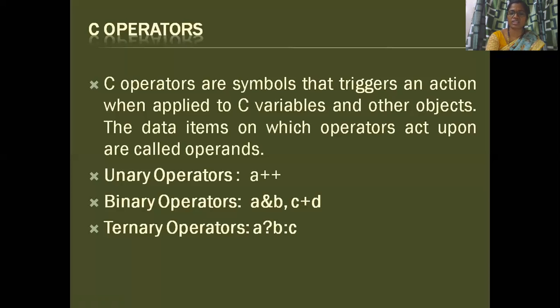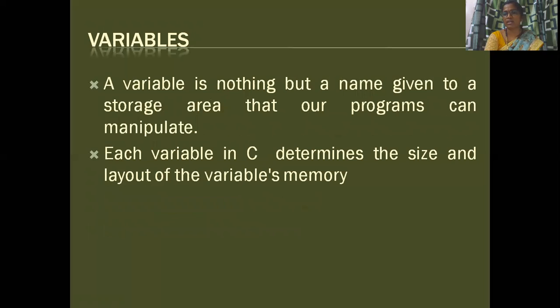Along with this, we learn the next topic called variables. Variables are nothing but names which hold a value, and they allow some set of operations. A variable is nothing but a name given to a storage area where you can store a value that our programs can manipulate.